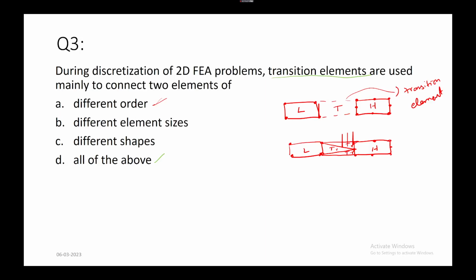We have to remember that it is mainly used to connect two elements of different order. That is, a lower order element to a higher order element is a transition element. Here also there is a transition taking place, but these are regular elements, regular linear triangle elements. So these are not transition elements. Transition elements means there is an order difference. So remember this.